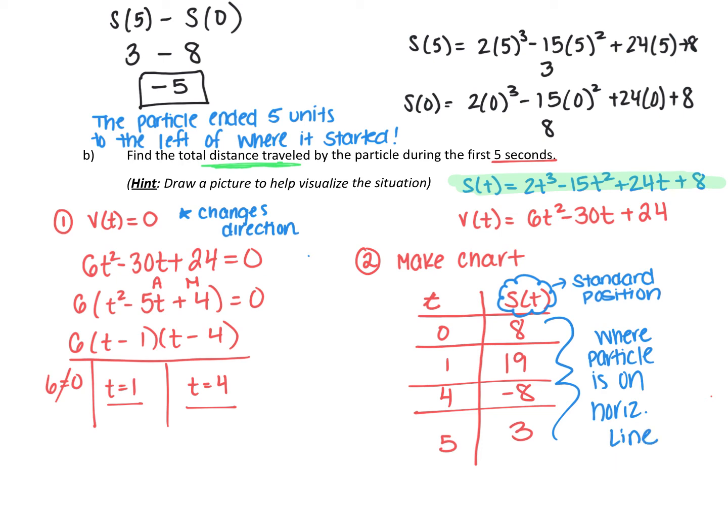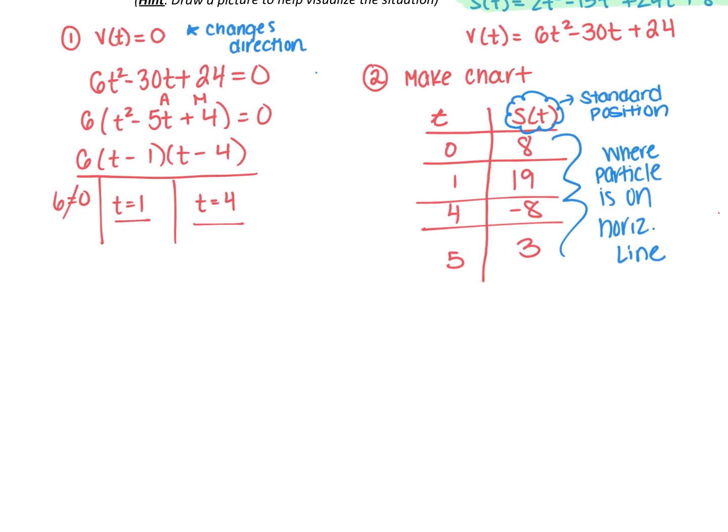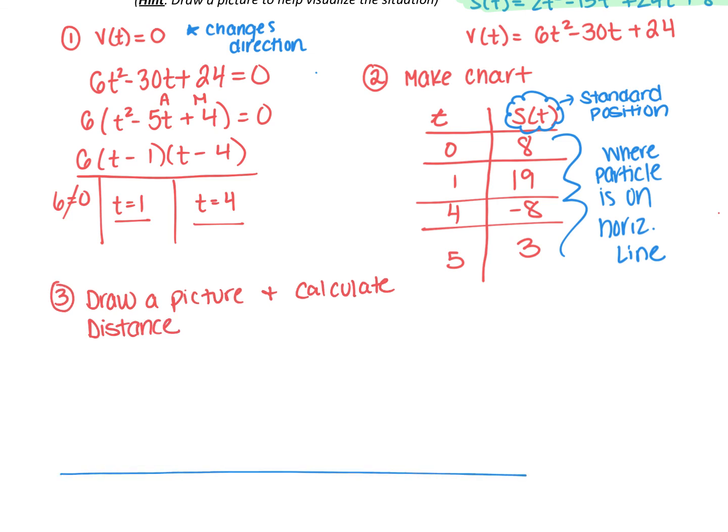So the only way we can find a distance is if we draw a picture. So the third step for this is going to be draw a picture and calculate the distance. So remember, we're on a horizontal line. So if it helps, you can draw a number line below to kind of gauge where you're going. So at time equals 0 seconds, my particle is at 8. So we can put 0 right in the middle, and we can estimate where 8 would be. So let's put 8 here, and let's put a dot right above it.